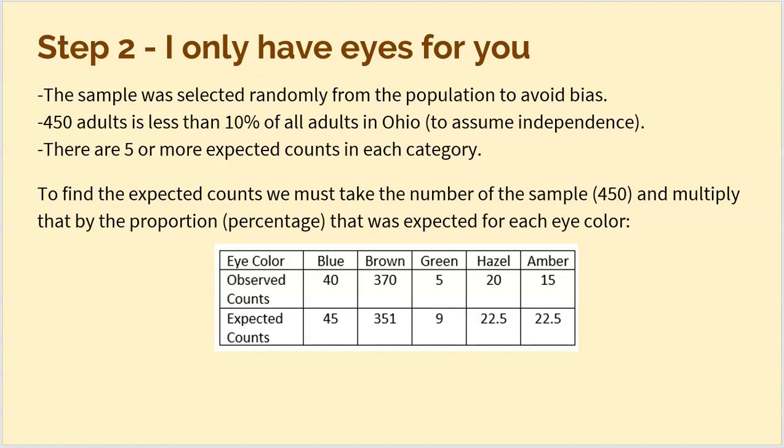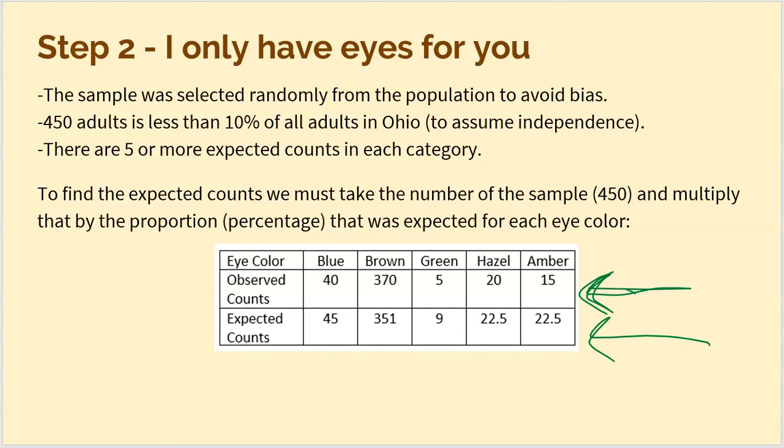And there are 5 or more expected counts in each category. But let me show that. I'm going to make sure you understand that. So you'll notice I made a nice little chart here. The first row right here is what we observed in our sample: 40, 375, 20, and 15. Now the bottom are the expected counts.